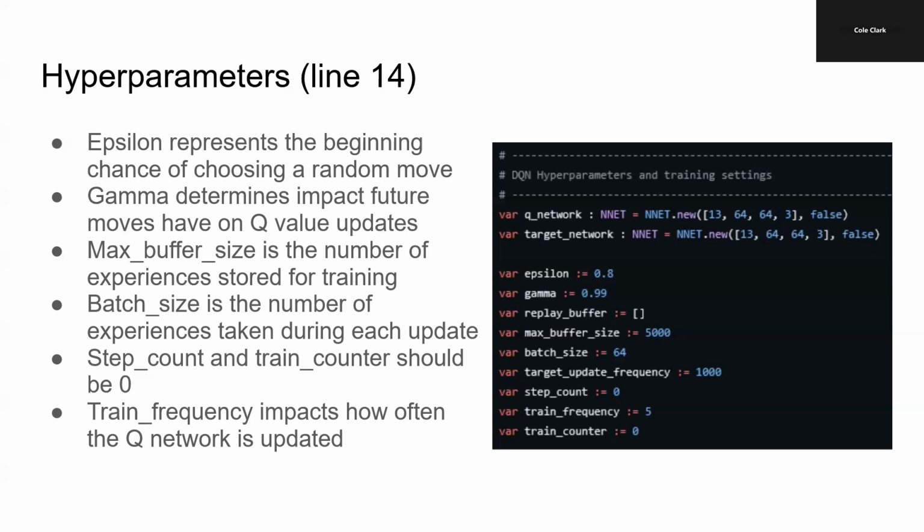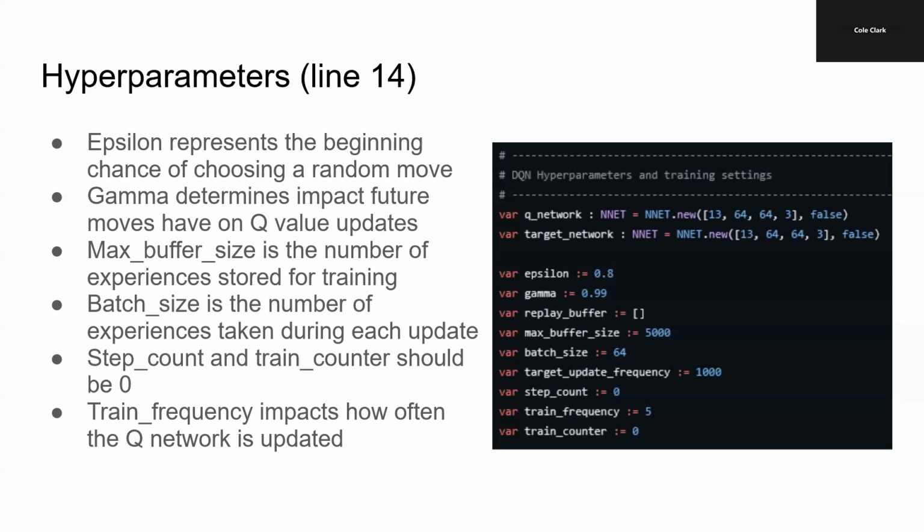Gamma determines the impact of future moves on Q value updates. Max buffer size changes the number of experiences that are held in the buffer. Increasing this value allows the agent to update based on the results of older experiences, while decreasing this value forces the agent to choose from newer experiences. Batch size is the number of experiences chosen to update the agent each time the train DQN function is called.